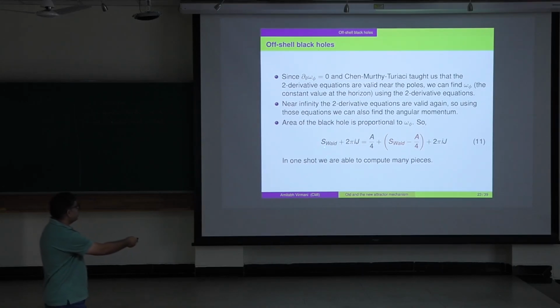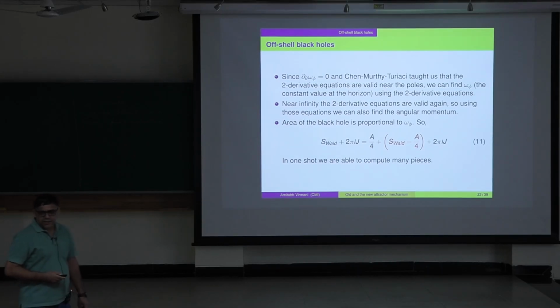So our aim was to compute S Wald plus 2 pi i J. What we are able to compute is the area of the black hole and the angular momentum, but there is this beast which we still do not know how to compute. The area of the black hole turns out to be proportional to omega phi, so that part is easy to compute, and this part is related to omega phi, so this part is also easy to compute. So you see, in one shot we are able to compute many pieces, but still there is this red piece which we do not know how to compute.